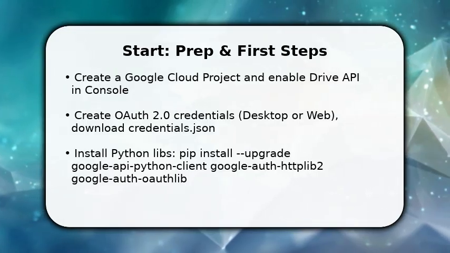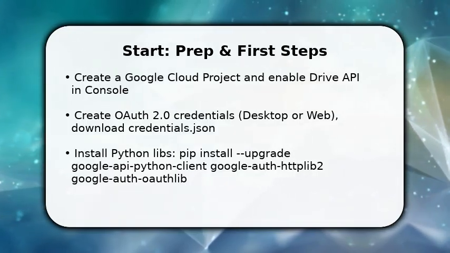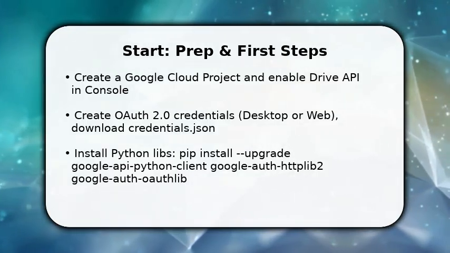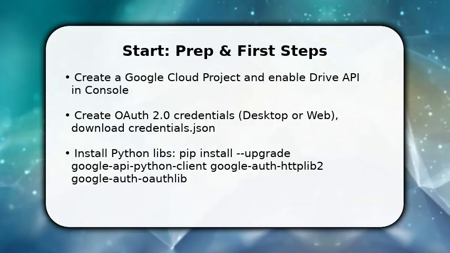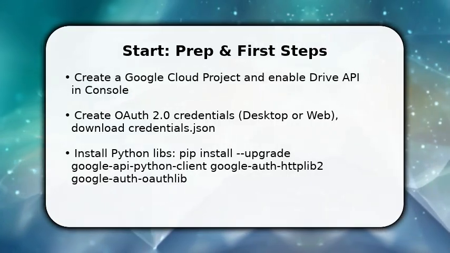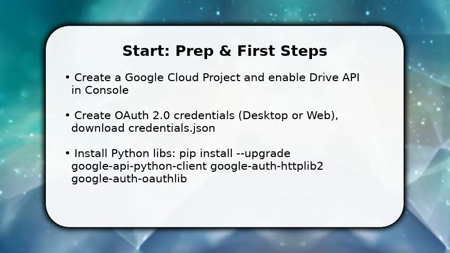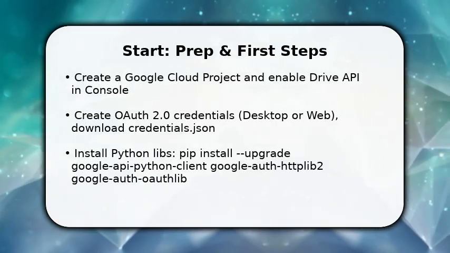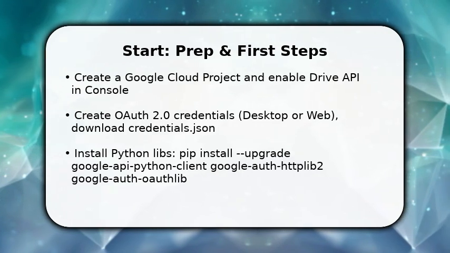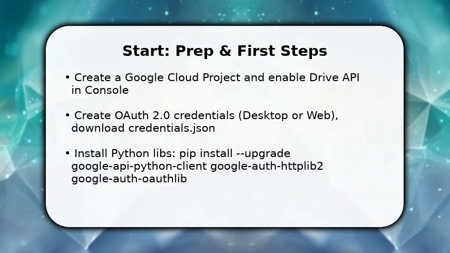Once done, write a short auth flow using Google Auth OAuth flow to open a browser and obtain tokens. Make sure to store token.json securely. It preserves refresh tokens so you avoid repeated consent. This gets you to an authorized session, ready to call Drive endpoints.